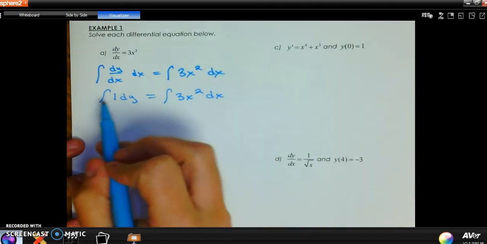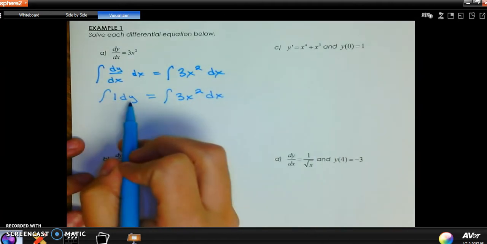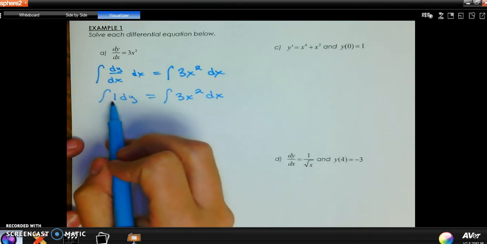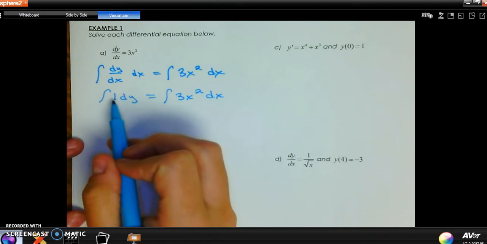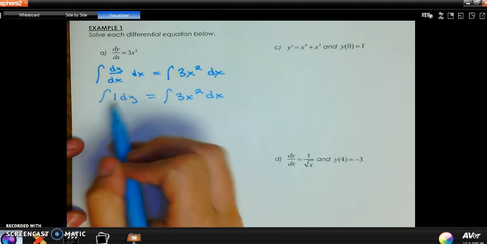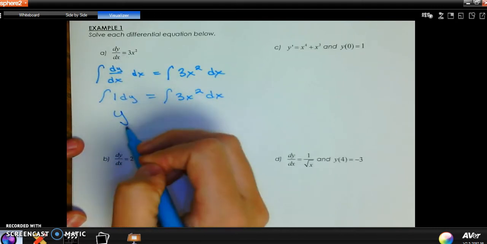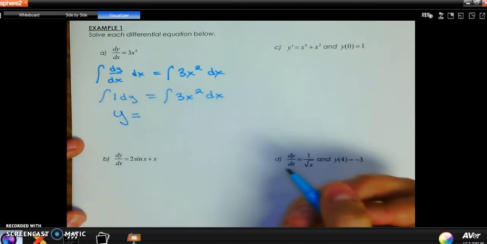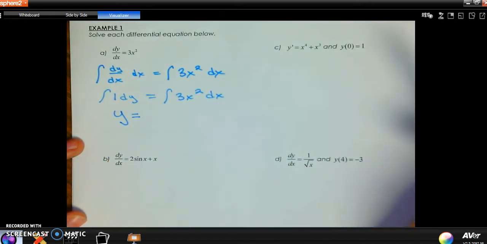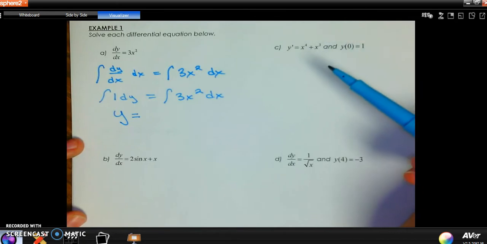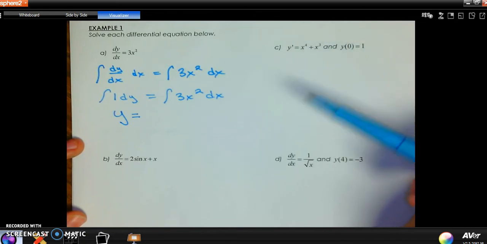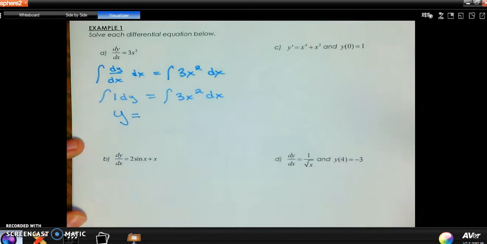Now you're integrating this one with respect to y. When you integrate a constant, you just get the variable. The variable you end up with here is a y, because you're integrating with respect to y. So this ends up being a y, and that's very common. You get just y equals, which is great because my solution to a differential equation is a function or set of functions. So it's going to be y equals, blah, blah, blah.